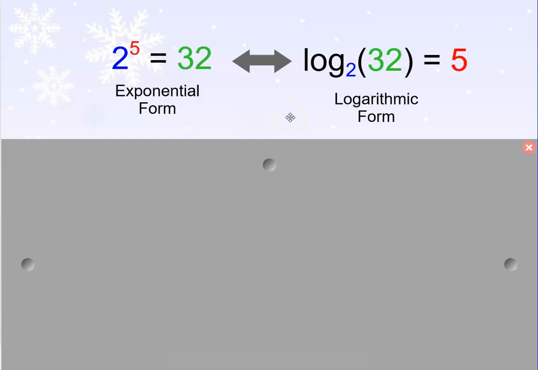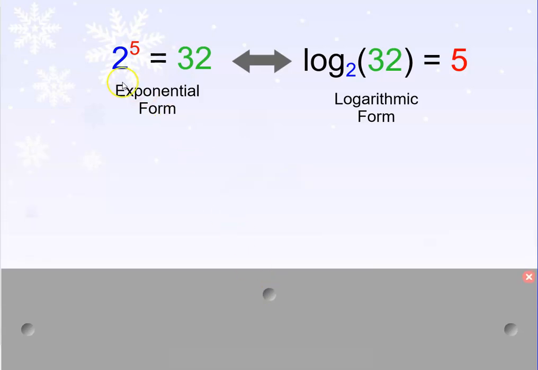So the big idea today is being fluid in writing our two different forms, in writing something from exponential form into logarithmic form, and going back from logarithmic form to exponential form. It's all about, can we change our perspective and see the same thing, the same idea, two different ways. So in exponential form, one of the things that we need to be able to do is to read this out loud.